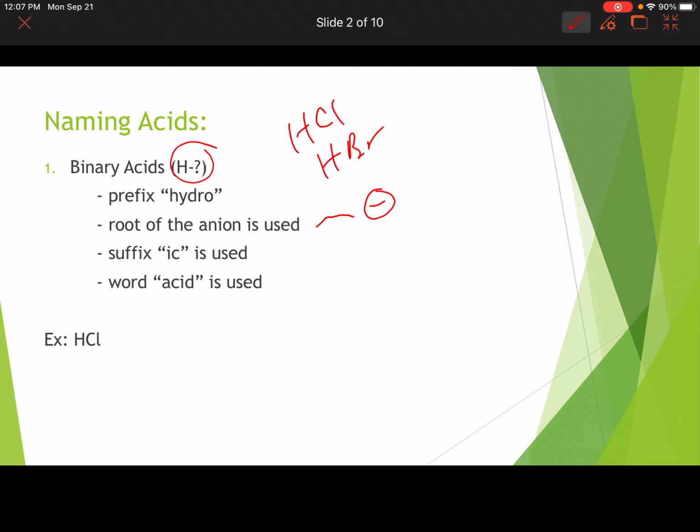So we're going to use the prefix hydro, then we use the root of chlorine. So chlor would be the root. Hydrochlor, then we add ic acid to it. So HCl, hydrochloric acid. Let's do our HBr here as well. HBr would be, again, hydro and then bromic acid. So hydrobromic acid. These are all very similar. They all follow the same pattern here.